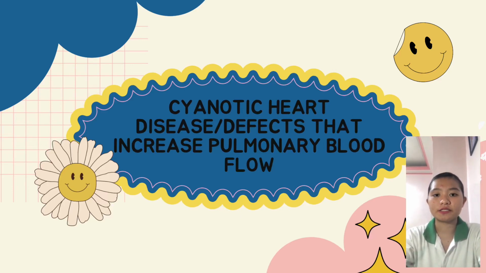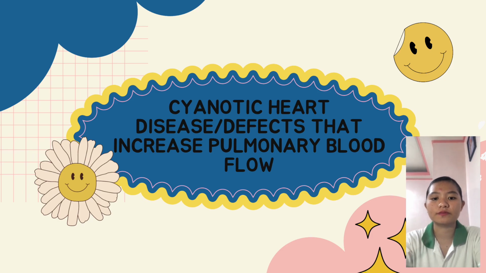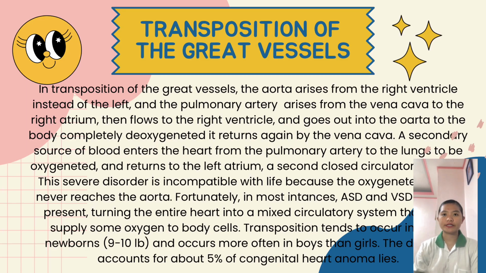Cyanotic heart disease, defects that increase pulmonary blood flow. In transposition of the great vessels, the aorta arises from the right ventricle instead of the left, and the pulmonary artery arises from the left ventricle. Blood returns from the body through the vena cava to the right atrium, then flows to the right ventricle and goes out into the aorta to the body completely deoxygenated.